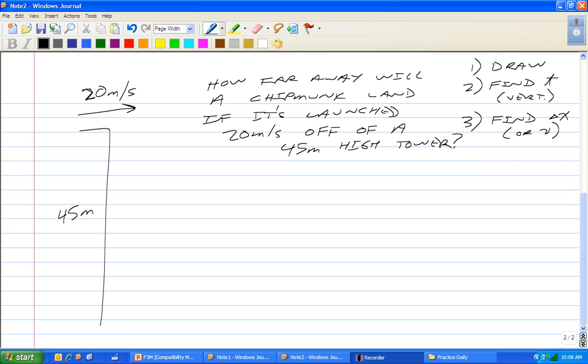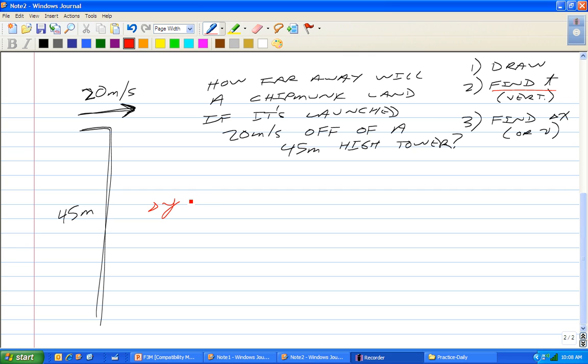So step one is to draw a sketch of what's happening in the problem. I've drawn how high the tower is, and I've shown that it's clearly going to be launched horizontally, so that's going to be important. So, step one, done. Step two, find the time it's in the air. It's only dependent on what? The vertical, which in this case I've been given a height that's vertical. And so that's what I'm going to use to find the time.